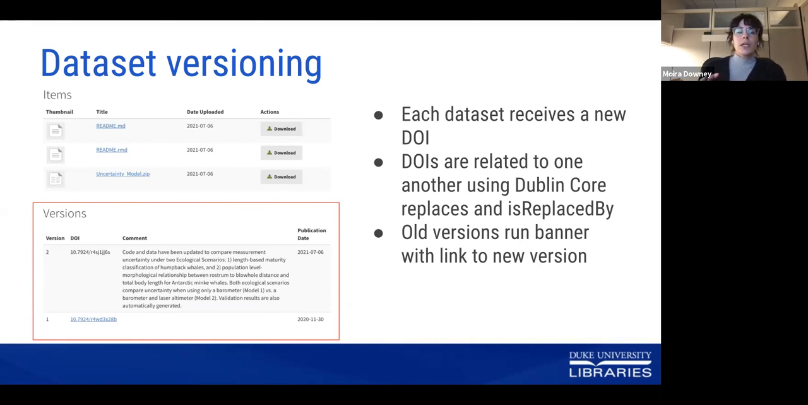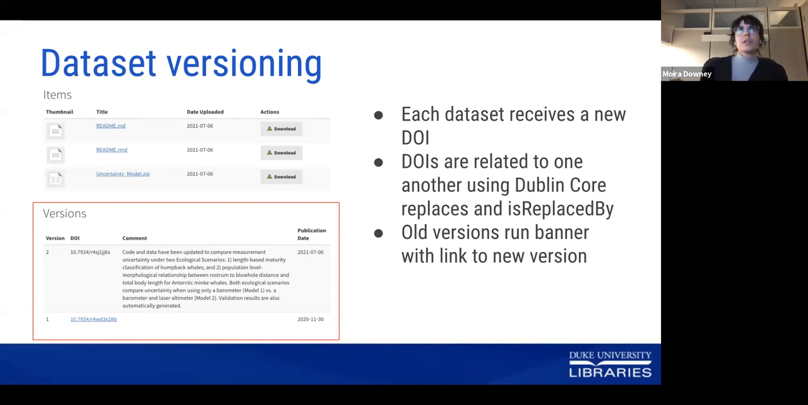So each new version of the data set is ingested again. It receives its own DOI, and then we relate those DOIs to one another using Dublin Core replaces and is replaced by. If there's data in the replaces and replaced by field, you get this little versioning widget that pops up at the bottom of the page underneath the file list. And you can see the publication date of each version. The comment is provenance metadata that explains what has changed between the data sets. And then you can also toggle between the versions by clicking on the hyperlinked DOI in the DOI column.